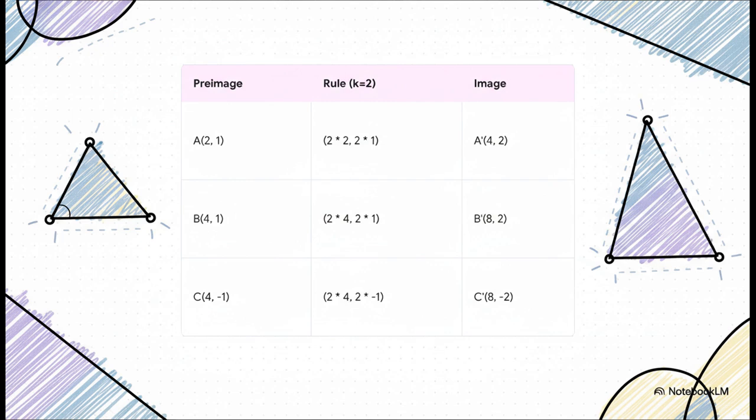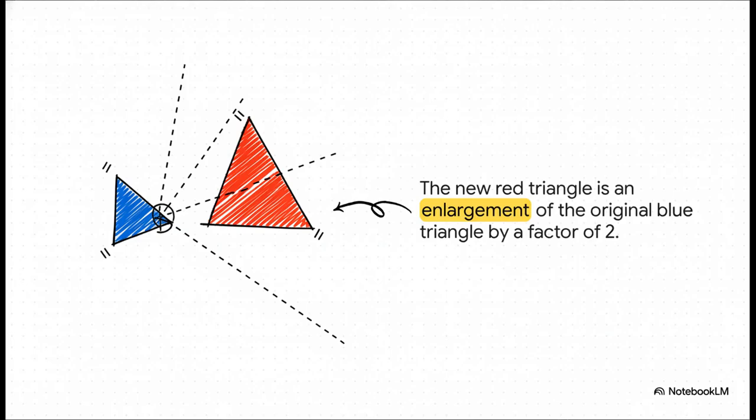So point A, which is at (2, 1), becomes A prime at (4, 2). B becomes B prime, C becomes C prime. It's just some quick multiplication. And there you have it. The new red triangle is a perfectly scaled up version of the original blue one. Now notice a couple of really cool things here. Its sides are perfectly parallel to the originals, and every single point on this new triangle is now exactly twice as far from the center as it was before.